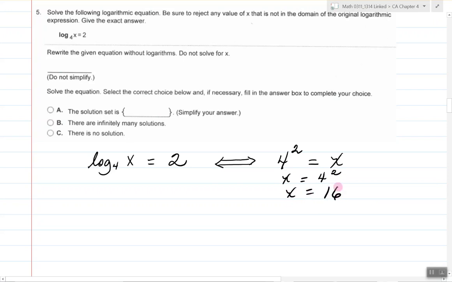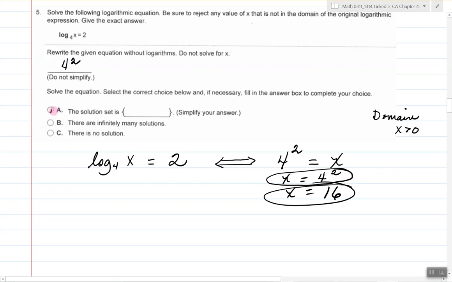Is that a domain violation? And remember, for the domain, whatever is here as the argument has to be greater than 0, and certainly 16 is greater than 0, so that is my answer. It will want 4 to the second, which is this statement, and it will want 16.